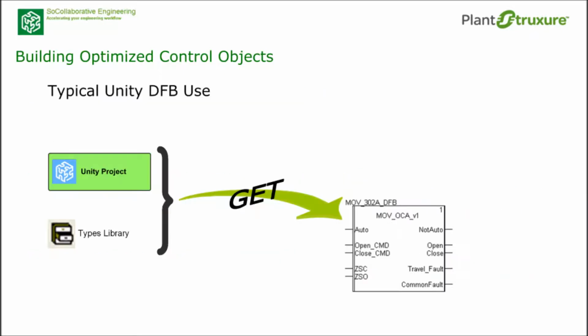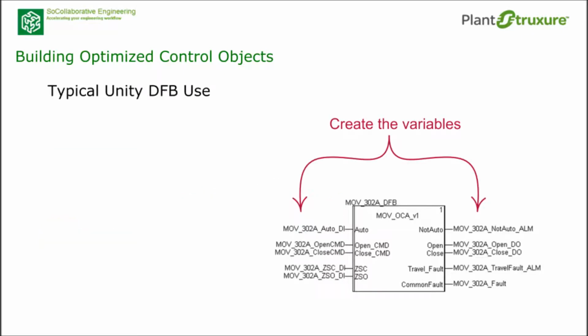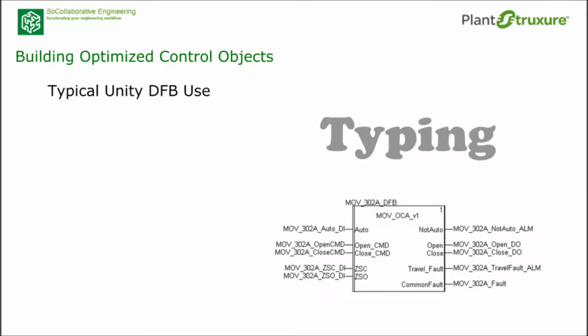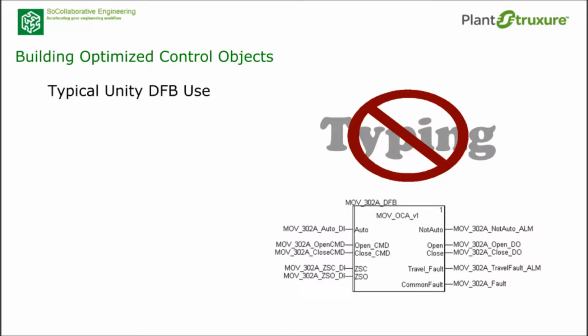To illustrate this, consider the typical use of a Unity DFB. A Unity project contains a DFB, or the user has put the DFB into the Unity types library. An instance of the DFB is added to the Unity project. Next, it is necessary to create the variables that are attached to the input and output pins of the DFB. This requires typing, and that is exactly what we're supposed to be avoiding. So how can we avoid this?